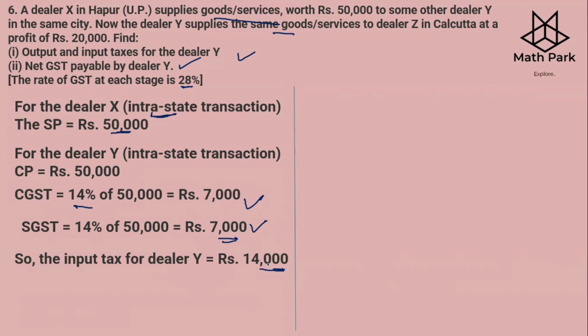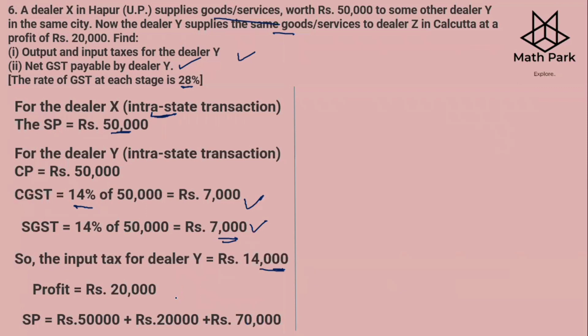That is for Y. Then the profit is 20,000. So the selling price is 50,000 plus 20,000, which is equal to rupees 70,000. So 70,000 is going to be the selling price for dealer Y.